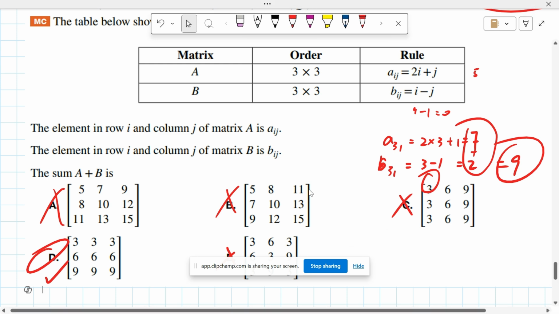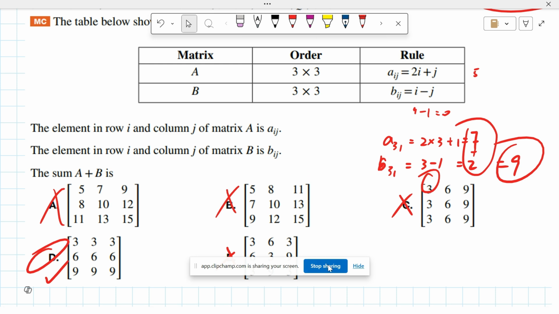All right, this is subtraction and substitution, subtraction and addition of matrices and scalar matrices as well. So hopefully that all makes sense. I'll see you guys next time.